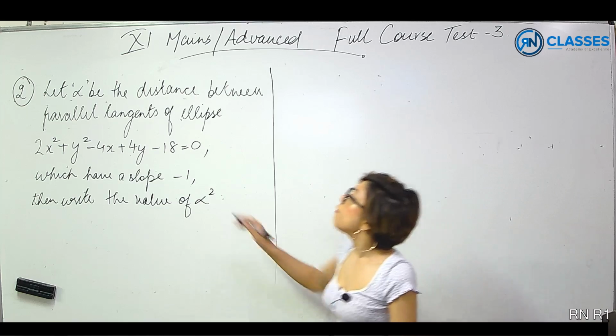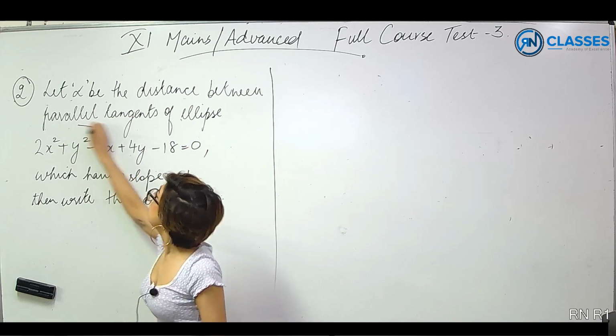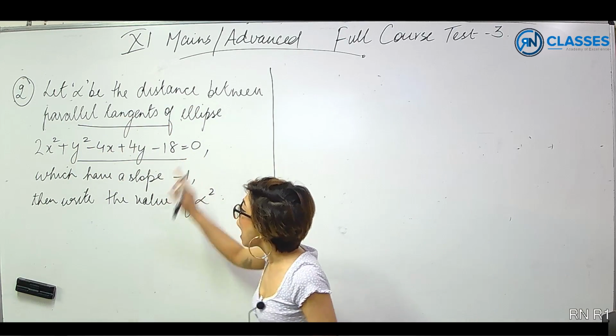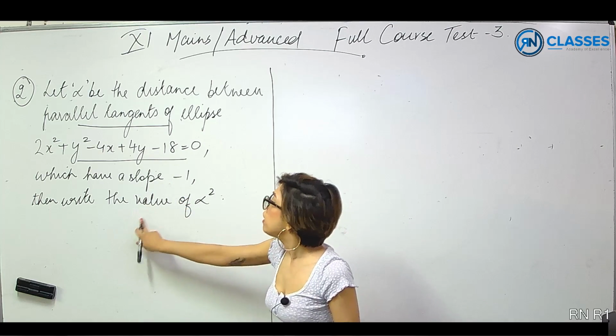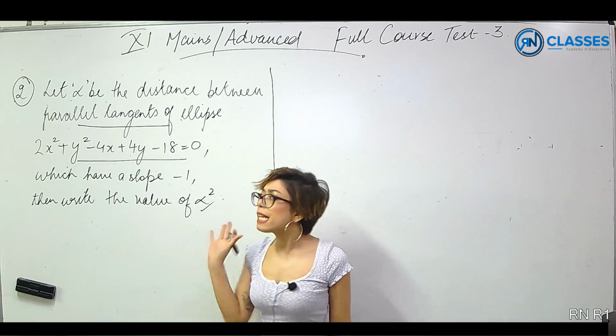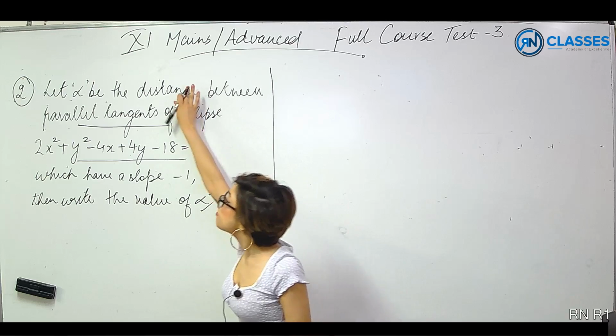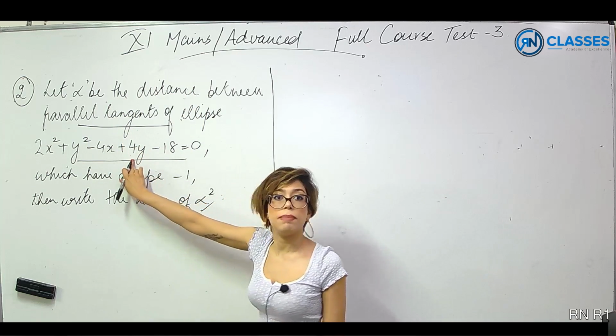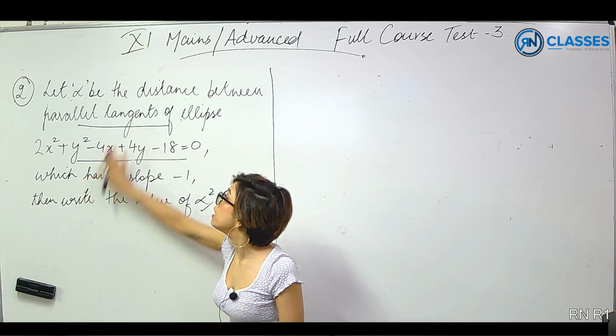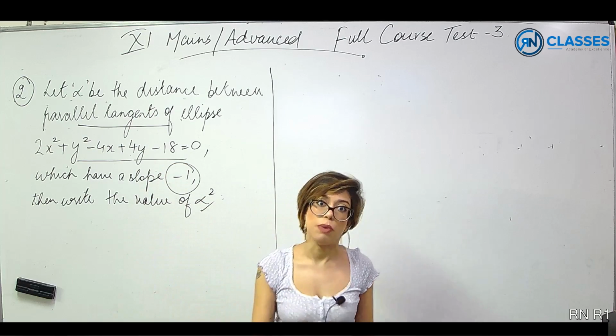Now he says that alpha be the distance between parallel tangents of the ellipse, which have a slope of -1. Then write the value of alpha square. Basically, I am interested in finding the distance between parallel tangents to the ellipse. But it has a condition that these two parallel tangents have a slope of -1.